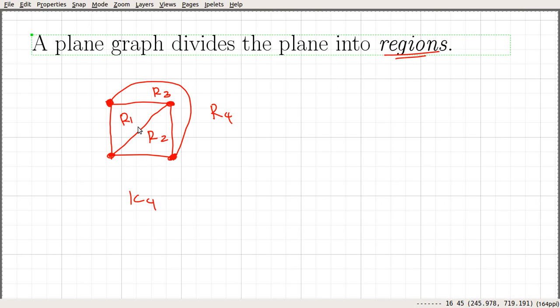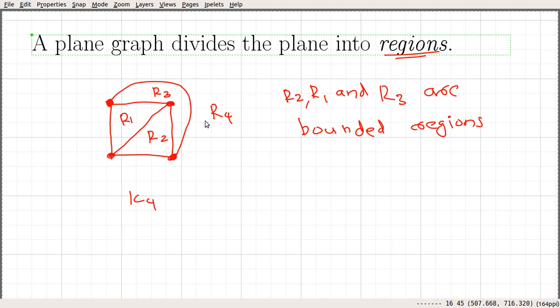In this case, we can see that these regions R1, R2 and R3 are bounded by these edges. So these regions R1, R2 and R3 are bounded regions. Whereas if you consider this R4, it is an unbounded region. So R4 is unbounded.